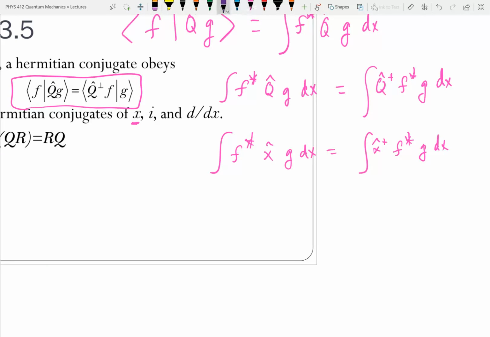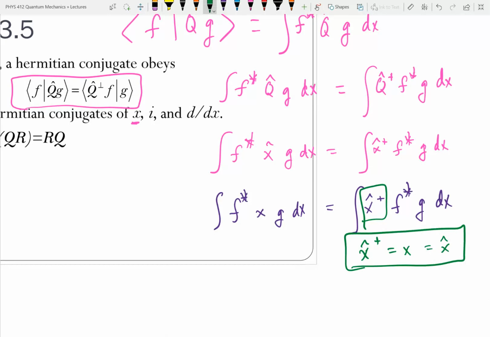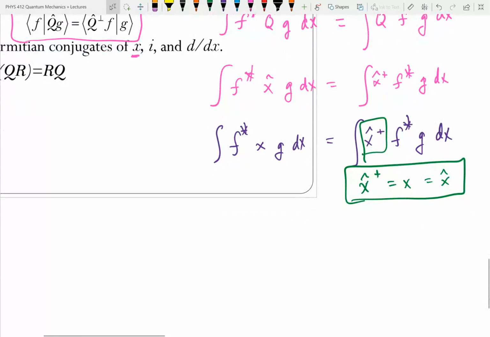And so now I'm going to replace what I can. And then I ask, what is x dagger going to have to be to make these two equal each other? It's just going to have to be that x dagger is equal to x. And so that is a Hermitian operator, because x dagger is equal to x. That wasn't overly difficult. The next one.